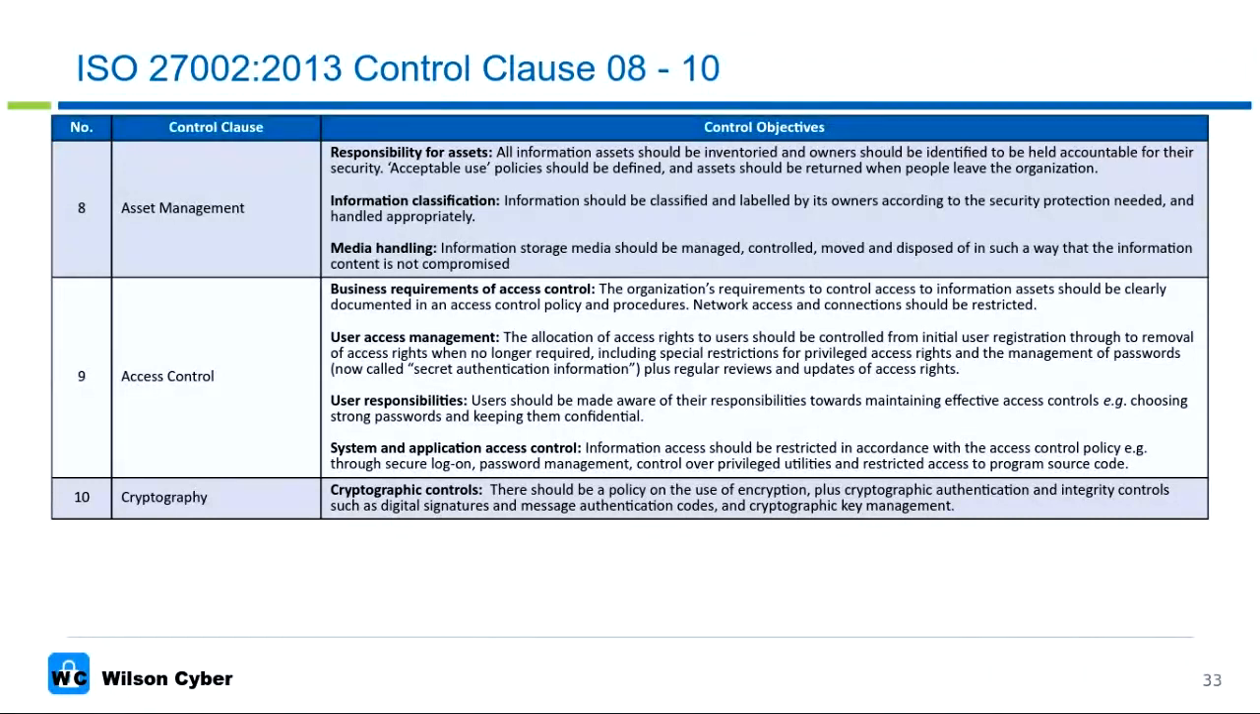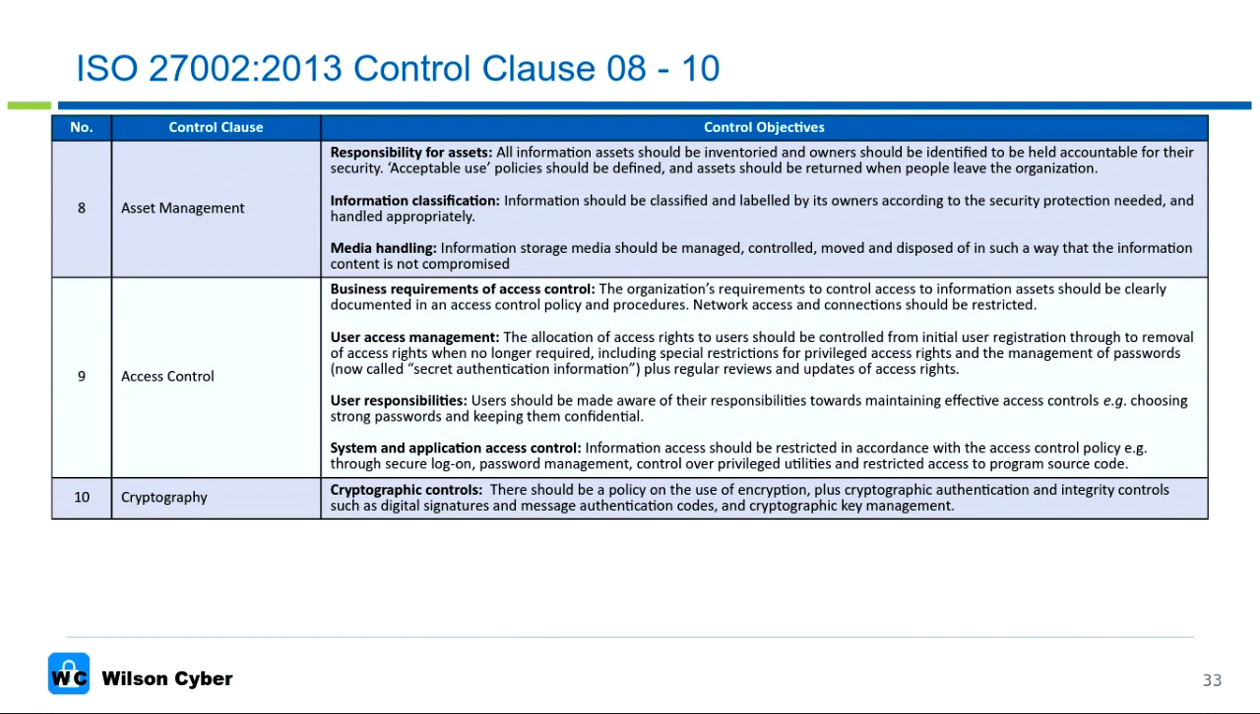And media handling: information storage media should be managed, controlled, moved, and disposed of in a way that the information content is not compromised. Under the Access Control clause, we have 4 control objectives. Business requirements of access control: organizations' requirements to control access to information assets should be clearly documented in access control policy and procedures. Network access and connection should be restricted.